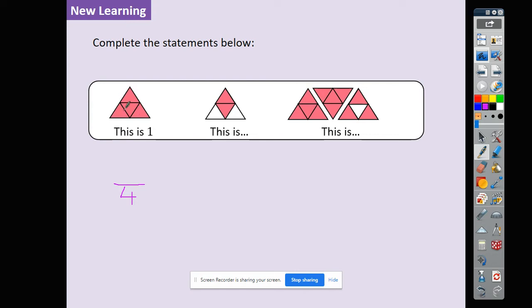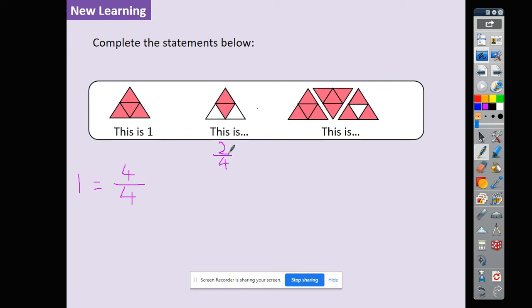So in here we can see that all 4 have been shaded. So we would say 4 over 4. So 1 is equal to 4/4. Okay, so what about this one here? Well, our denominator is still the same, it is 4. And what's our numerator? Well, there's 2 parts shaded, 1, 2, so it's 2 over 4.